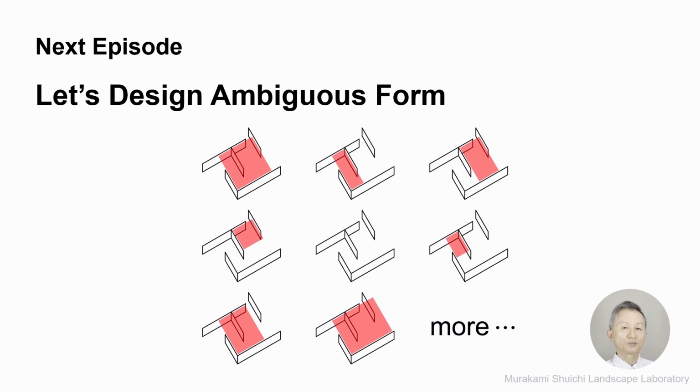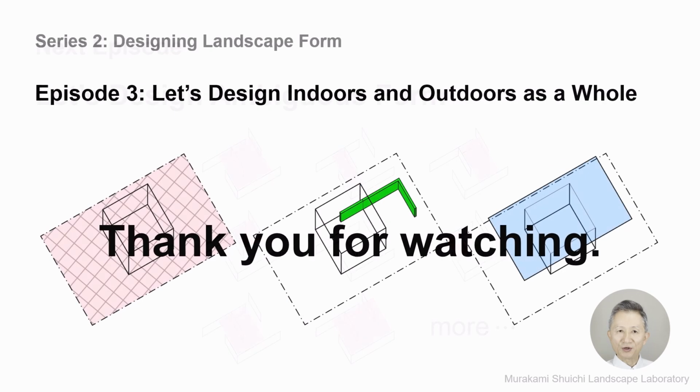In the next episode, we will move on to the theme: Let's Design Ambiguous Forms. Here, the term ambiguous does not mean something vague or unclear. Rather, it refers to a condition in which clearly different situations can be perceived at the same time. Let us learn design methods for creating spaces that, although physically single, can be experienced as if multiple spaces coexist within them. See you in the next episode.